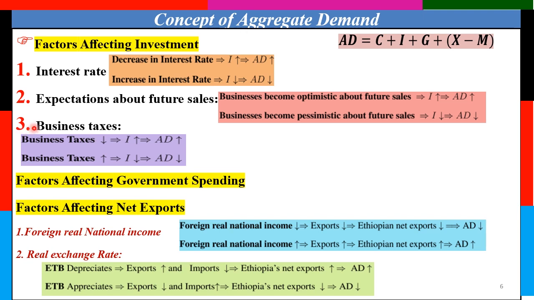The third factor that affects the investment is business tax. If the business tax decreases, the government imposing tax on private investment is decreasing, which means they are encouraged, therefore their investment goes up, and aggregate demand also goes up. If the government imposes high tax on the investor, this discourages the investors and the investors cut their investment. This causes the aggregate demand to decline.